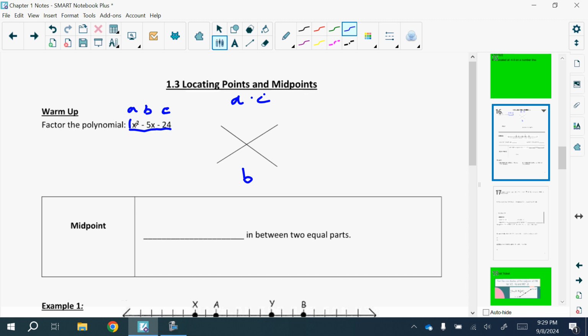Your a is just 1 since nothing's in front of x squared. So this is negative 24. This is negative 5. So now you need to look for two numbers that multiply to give you negative 24, but add to be negative 5. So this would be negative 8 and 3. So this factors to just simply x minus 8 and x plus 3.